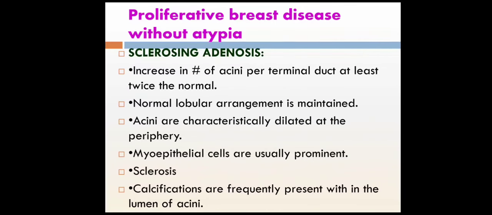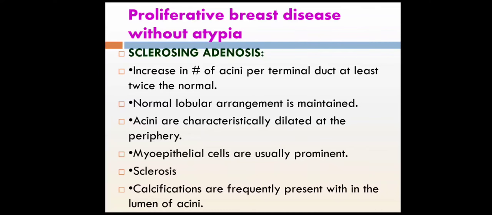Then what happens in proliferative breast disease? Another proliferative breast disease without atypia is sclerosing adenosis. Adenosis, as I said, is an increase in the number of acini per terminal duct. Actually, adenosis is an increase in the acini per lobule, but sclerosing adenosis occurs especially in the terminal duct. So for one duct there will be a number of acini. At least twice the normal number of acini per terminal duct should be there to call it sclerosing adenosis. The normal lobular arrangement will be maintained.